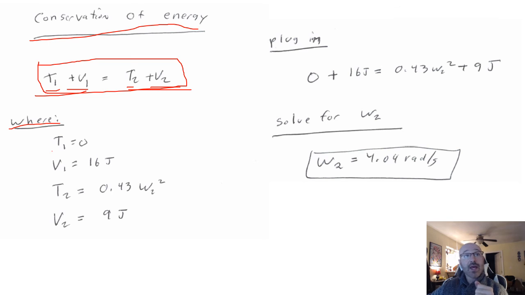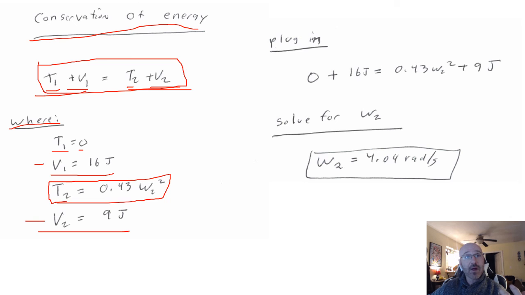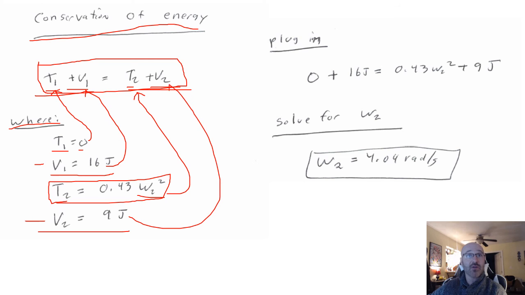I know that my initial kinetic energy, my T1 kinetic energy, my position 1 is equal to 0. I've already solved for my potential energy for both position 1 and 2. So for position 1, it's 16 joules. Position 2, it's 9 joules here. And my T2, I now have a relationship for that's dependent upon my omega 2 there. So I can take all these, put my 0 in for T1, put in my 16 for my V1, put in this expression here, T2, right there for T2 in the conservation of energy equation, and my V2, I have a numeric value I can plug in there.